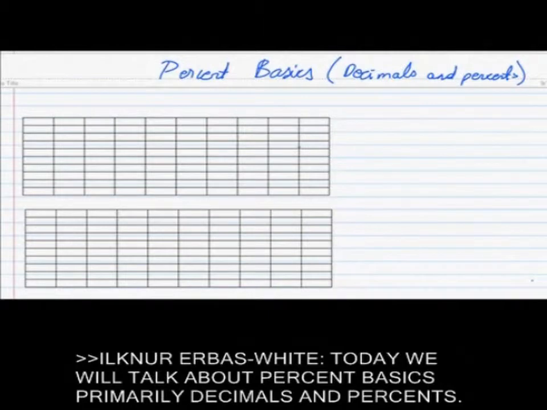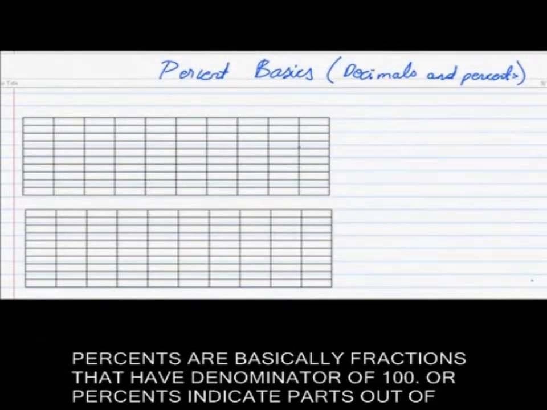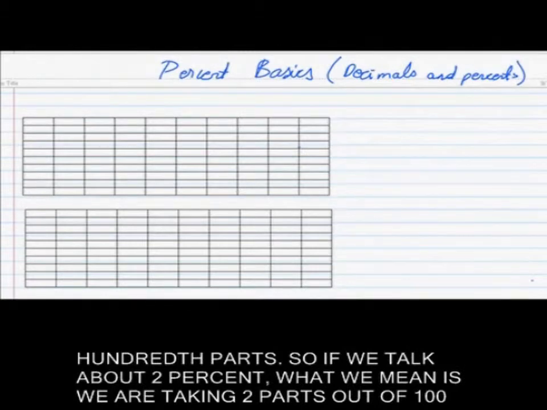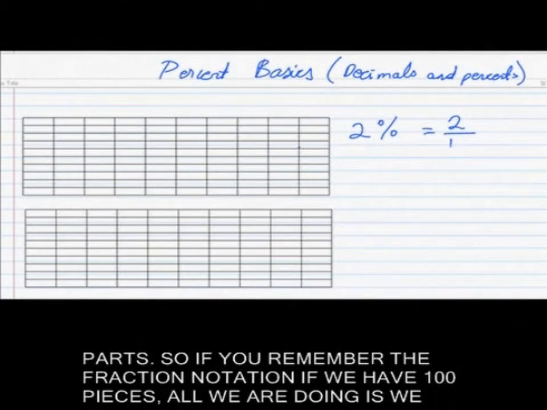Today we will talk about percent basics, primarily decimals and percents. Percents are basically fractions that have a denominator of 100, or percents indicate parts out of 100 parts. So if we talk about 2%, what we mean is we are taking 2 parts out of 100 parts.